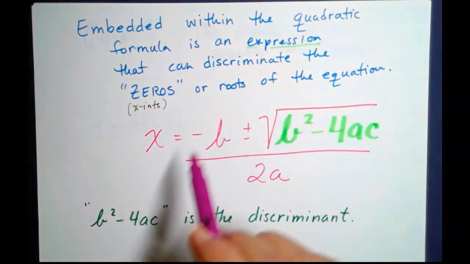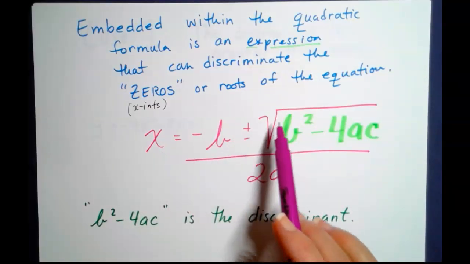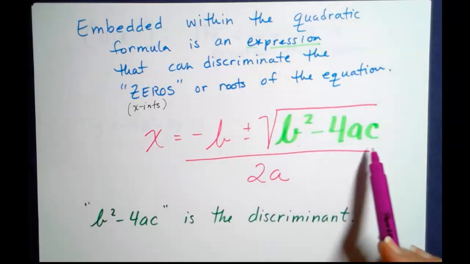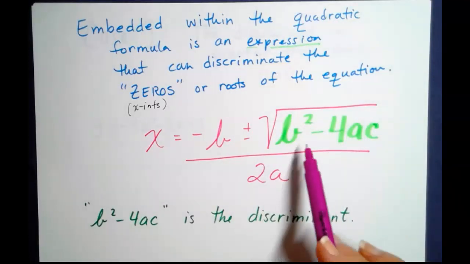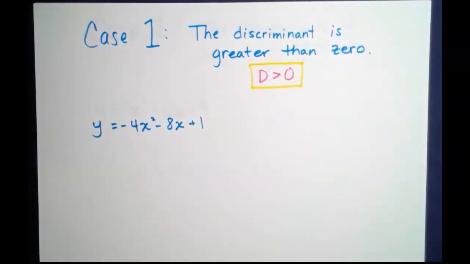So this is the whole quadratic formula. x equals opposite of b plus or minus the square root of b squared minus 4 times a times c, all over 2a. Well, this part that I have highlighted in green, b squared minus 4ac, it is the discriminant. It discriminates the roots.